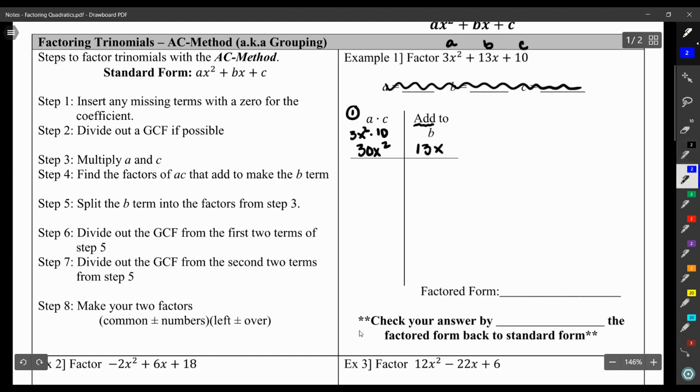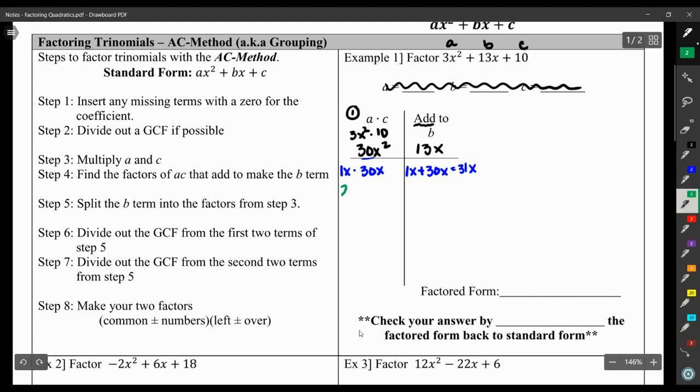I'm going to start at the top of my list of factors with 1. So I'm going to say 1x times 30x. If I multiply those two, I do get 30x squared. But then I'm going to make sure, do they add up to 13x? If I add 1x and 30x, we get 31x, which is not what we need. So we're going to move on. 1 and 30 are not the numbers that we need.